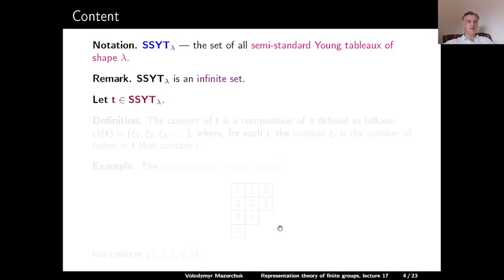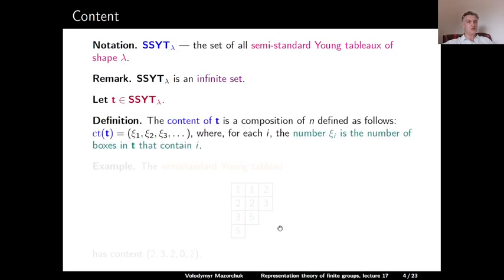So let T be a semi-standard Young tableau of shape lambda. The content of T is a composition of n defined as follows. So the content of T is a composition consisting of Xi 1, Xi 2, Xi 3, and so on, where for a positive integer i, Xi i denotes the number of boxes in our tableau T which are marked with i.